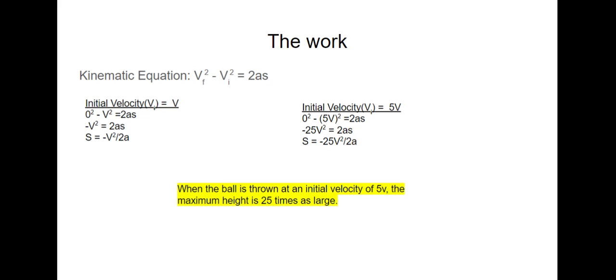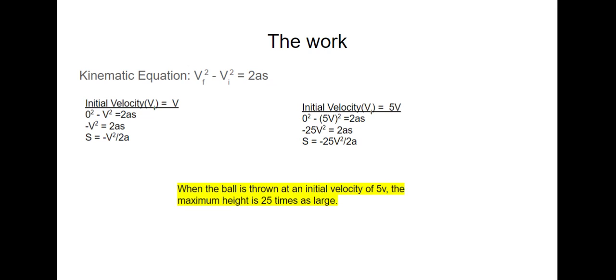The equation that I used to solve this problem was vf squared minus vi squared is equal to 2as, with s being the vertical displacement and a representing the acceleration of the object, which in this case was gravity, or negative 9.8 meters per second squared. So first, I isolated h by assuming that the initial velocity was equal to v. Since vf is always 0, I obtained the following equation. S is equal to minus v squared over 2a. Next, I'll assign my initial velocity as 5v and substitute that value into the kinematic equation above.